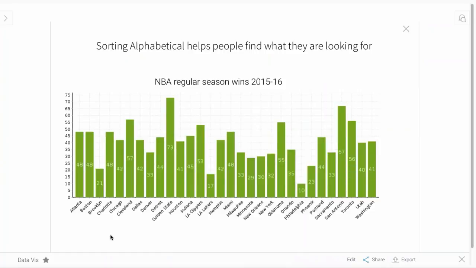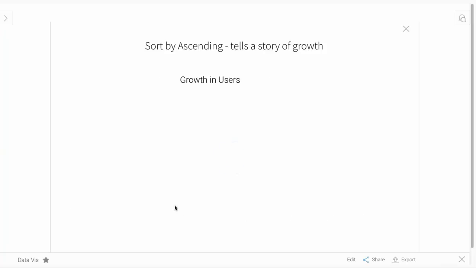Some examples where this is really useful are if you're comparing different countries against each other, or comparing different people's names, like the performance of different salespeople, or an example where you're looking for your favorite sports team. And because it's alphabetical, you know exactly where to look, and you can find what it is that you're looking for. So that was alphabetical.